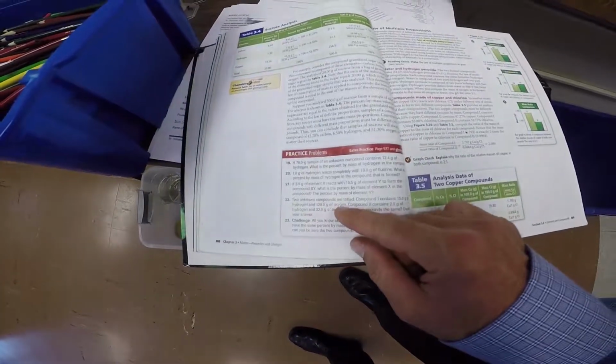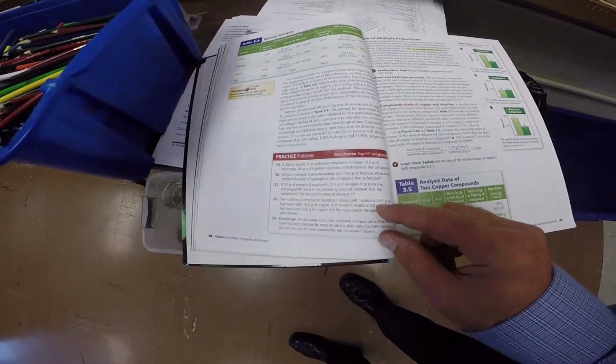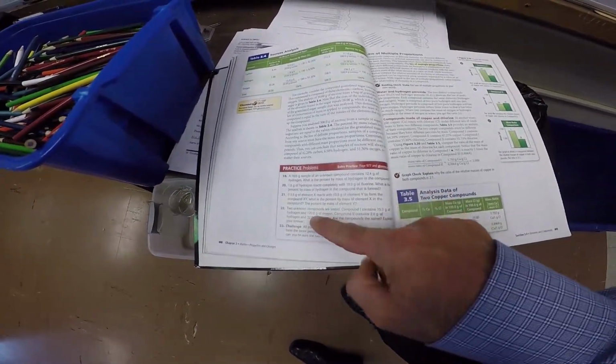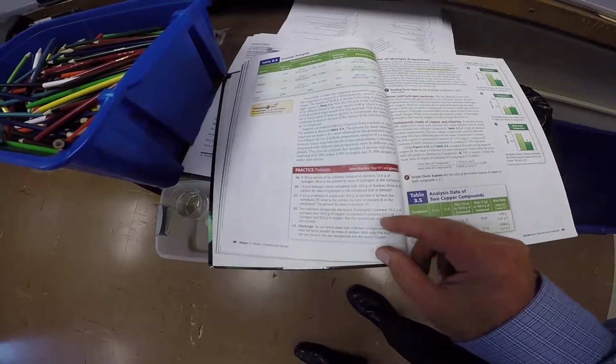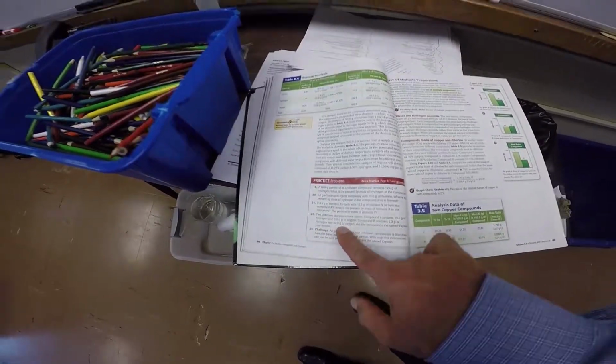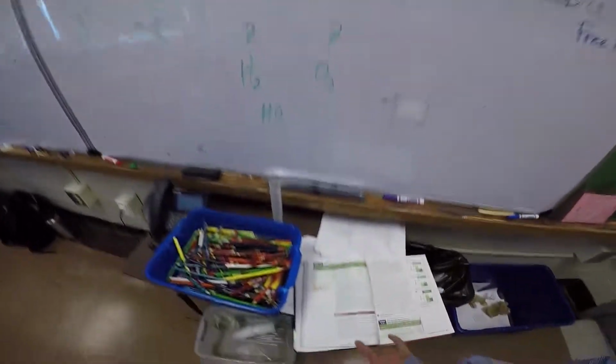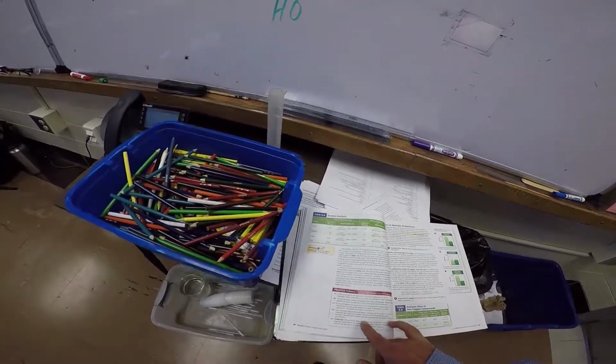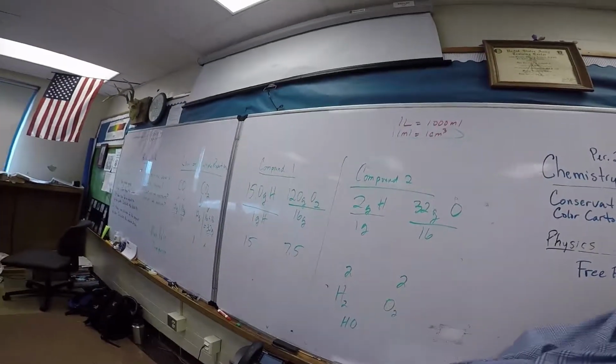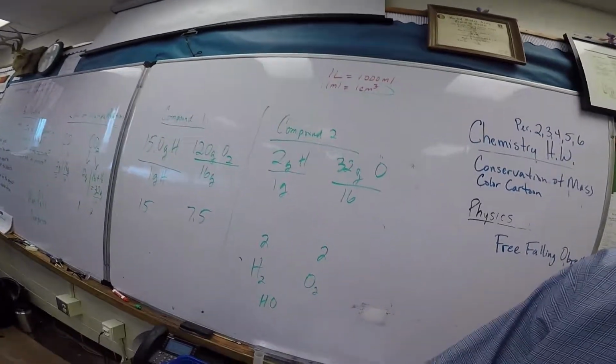Two unknown compounds are tested. Compound 1 contains 15 grams of hydrogen and 120 grams of oxygen. Compound 2 contains 2 grams of hydrogen and 32 grams of oxygen. So they want to know, are the compounds the same? So are these compounds the same?